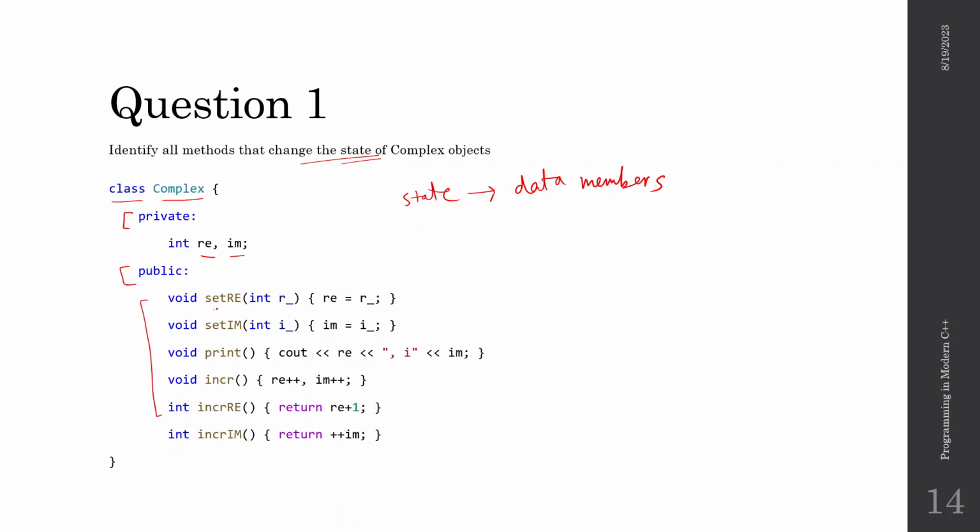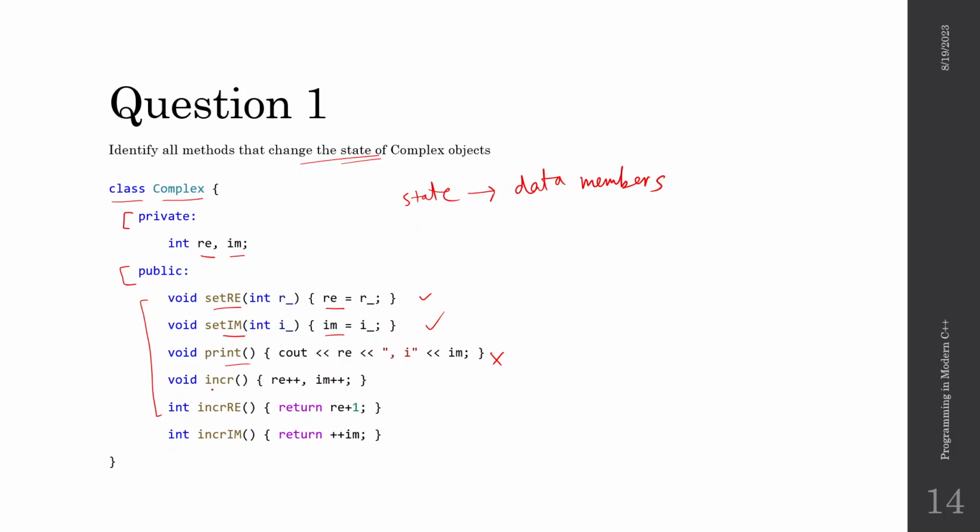So obviously the set RE and set IM methods do, because you can see that RE and IM are being assigned to, meaning that their values are being modified. So these methods change the state. The print method does not assign anything to RE and IM, it just prints the value, so this does not modify the state.